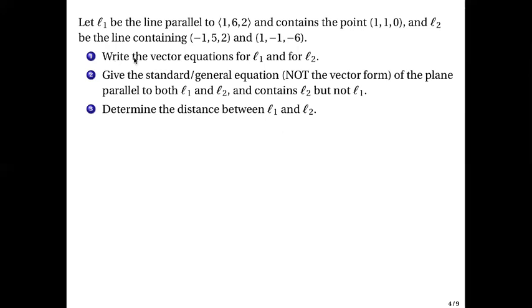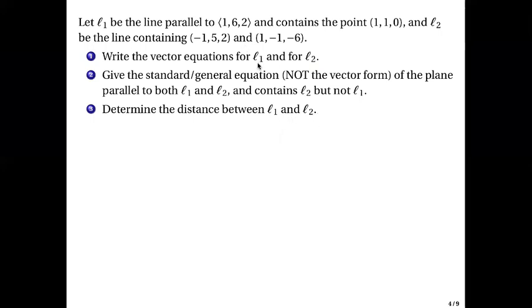First, we want to write the vector equations for L1 and for L2. Second, we want to give the standard or general equation, not the vector form, of the plane parallel to both L1 and L2 and contains L2 but not L1. Then for the third one, we want to determine the distance between L1 and L2.